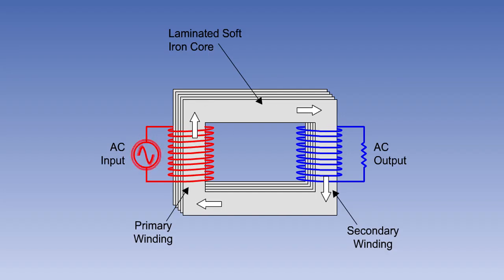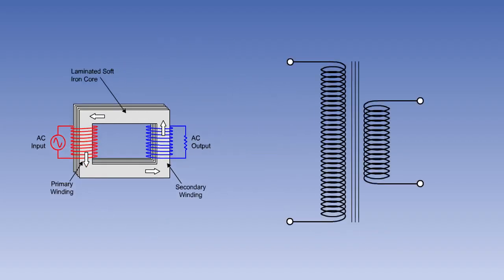The alternating voltage and current in the primary winding creates an alternating flux, which flows through the core and cuts through the coils of the secondary winding. This induces an EMF in the secondary winding, which is available as the output AC voltage. If a load is placed across the terminals of the secondary winding, then an alternating current will flow in the circuit. In electrical diagrams, a transformer is usually indicated by the symbol shown here.